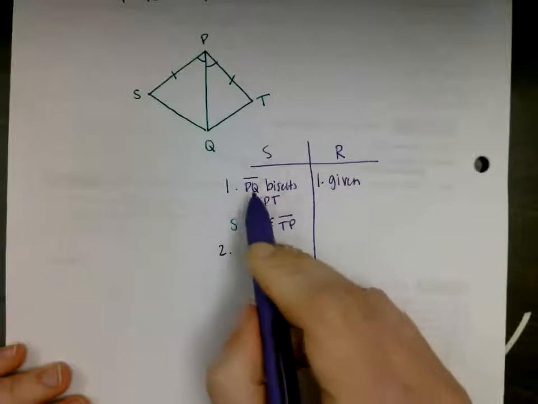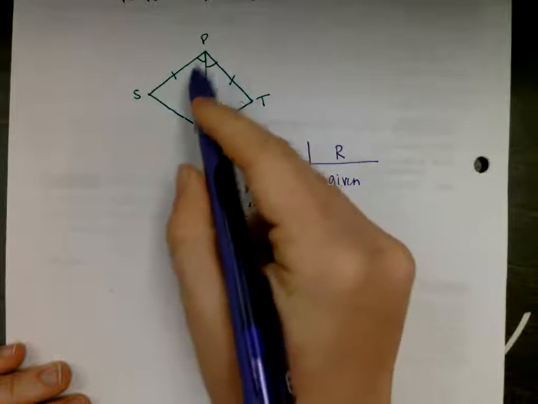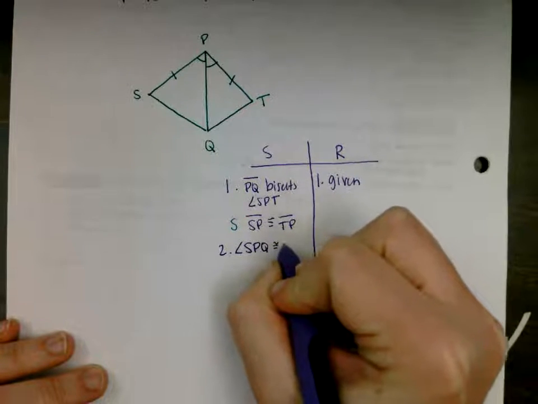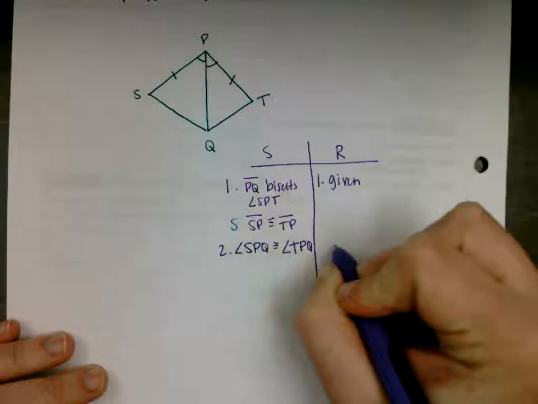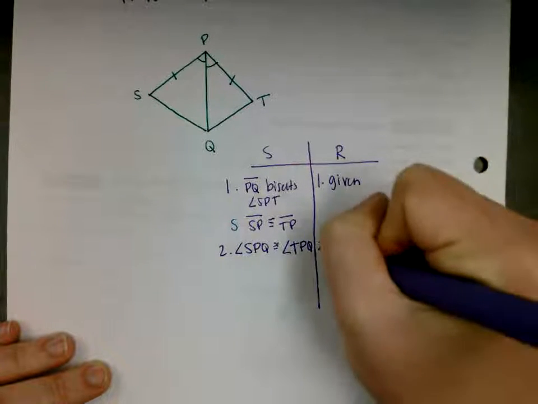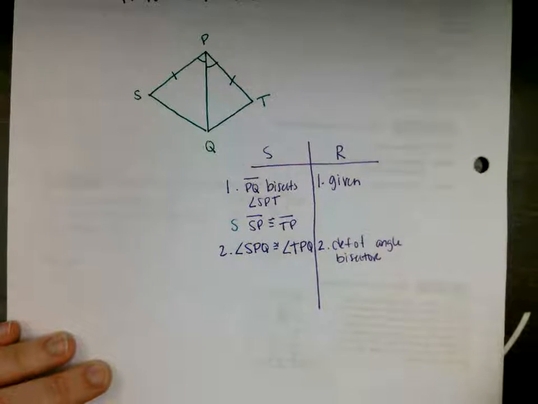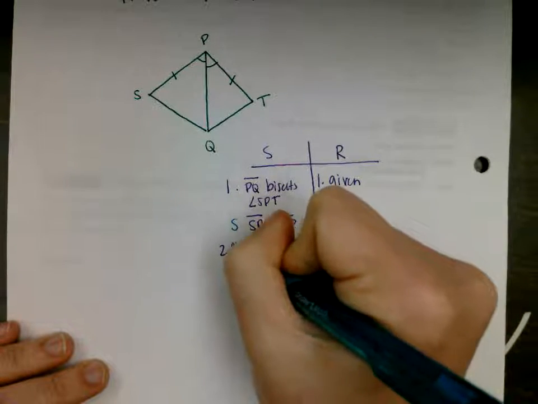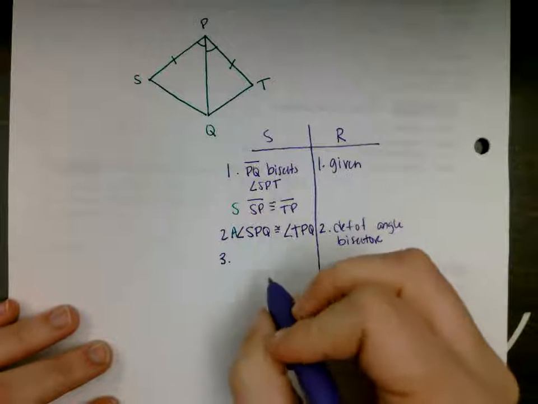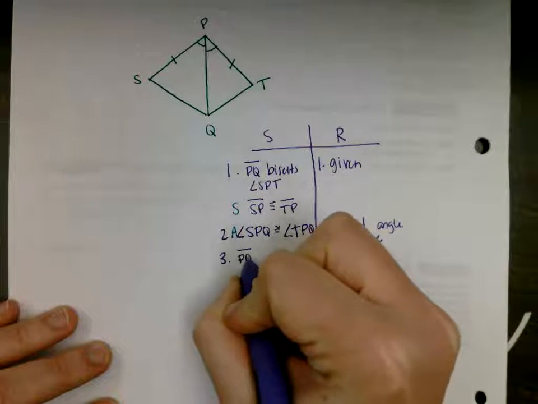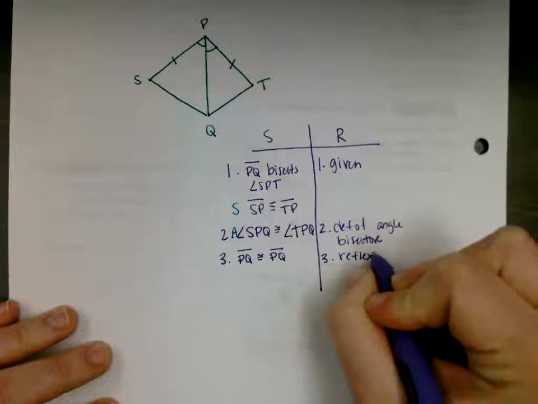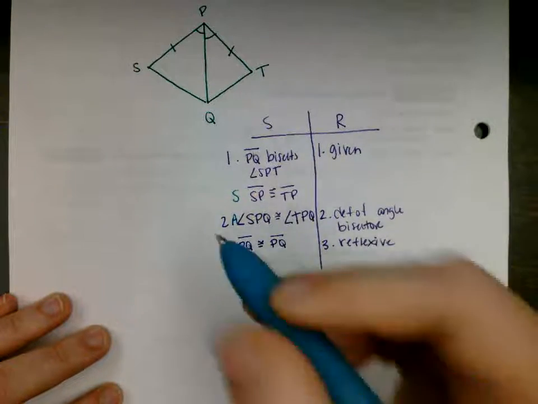In step 2, this segment PQ bisects angle SPT. I can see that means I'm going to have two angles that are congruent. So that would be angle SPQ is congruent to angle TPQ, and that is the definition of angle bisector. Then that gives me an angle. I've used everything here, and now I can go to my picture. I see that segment PQ is congruent to segment PQ by reflexive, and that gave me another side.